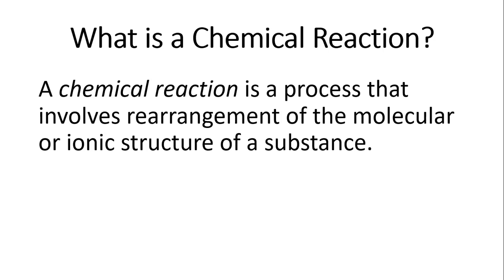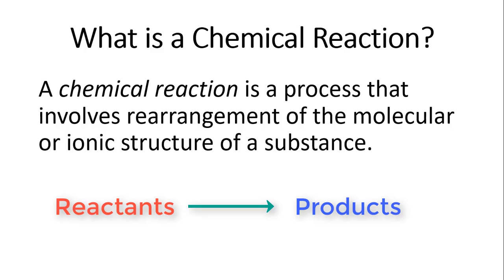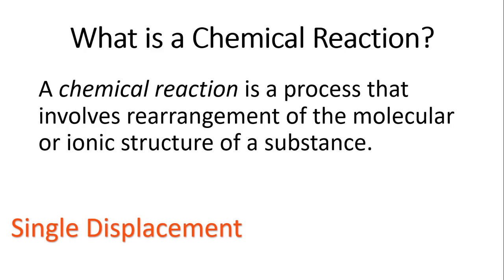Let's jump in. What's a chemical reaction? A chemical reaction is exactly that. It's a reaction between elements or atoms or molecules, but a more concise way to say that is it's a process that involves the rearrangement of the molecular or ionic structure of a substance, right? So you take two compounds, you react them together, and something happens such that you go from reactants to products. We're going to talk about that more in a second.